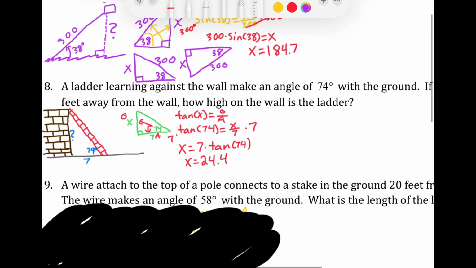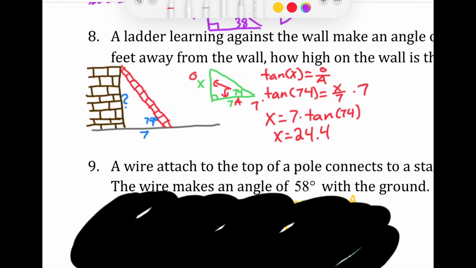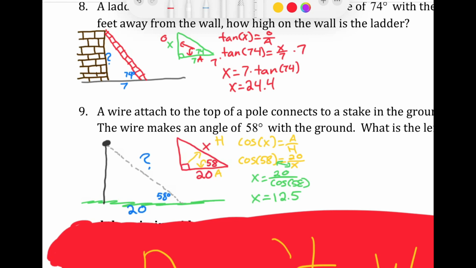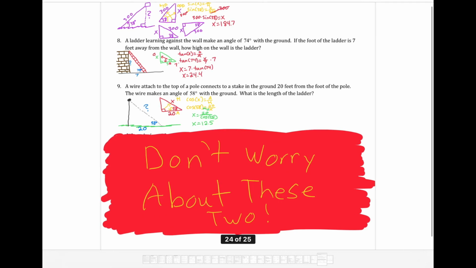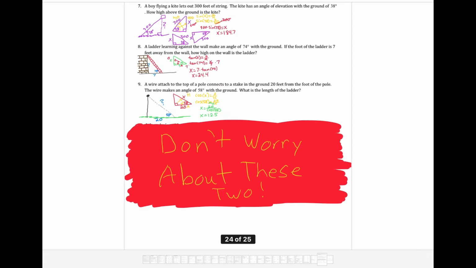If you will, pause the video and attempt number 8 and number 9 now. Number 8, you should have gotten 24.4. If you need to pause the video to check my work, please do so, or look at your work. Number 9, you should have gotten 12.5. And there is the work to show you how. Don't worry about the 2 triangles that were at the bottom of this page. They didn't have enough information for you to do anything with it anyways.